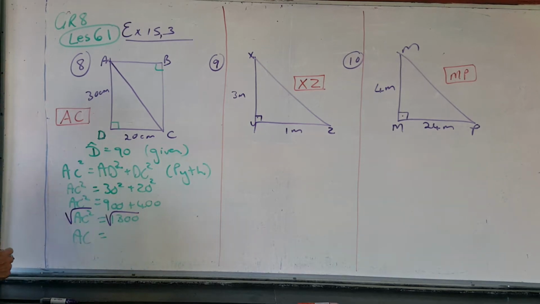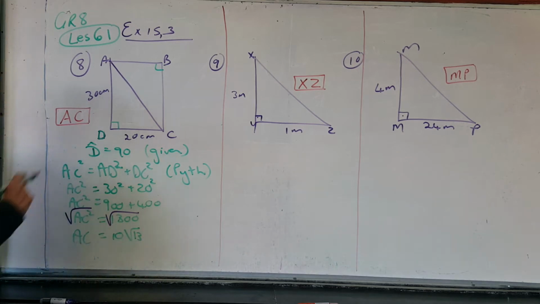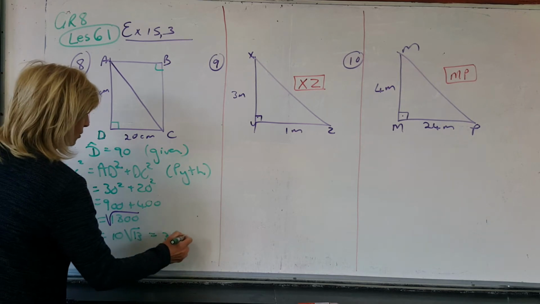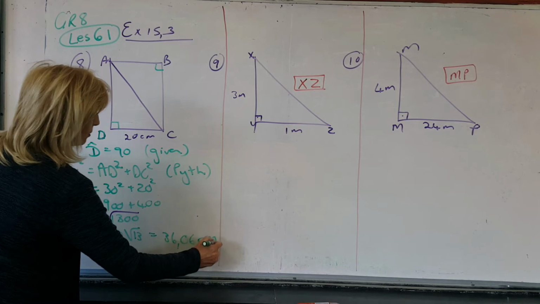Nou is daar 'n paar antwoorde met jou sakrekenaar. It's going to give you 10 root 13 if you say square root, because that's the simplest surd form. 10 wortel 13 is die eenvoudigste wortelvorm. Dan kan jy dit ook in desimale gaan skryf, wat 36,06 is, and because it was centimeters, I'm going to write my answer in centimeters.